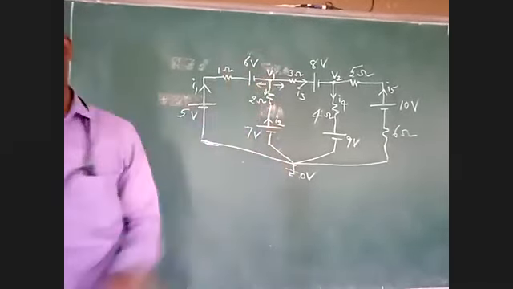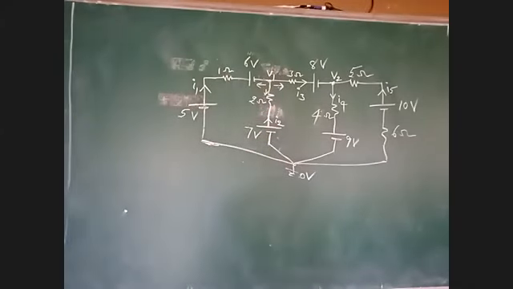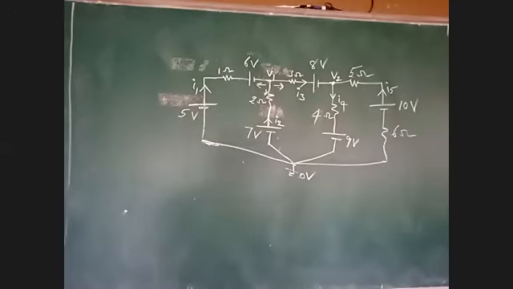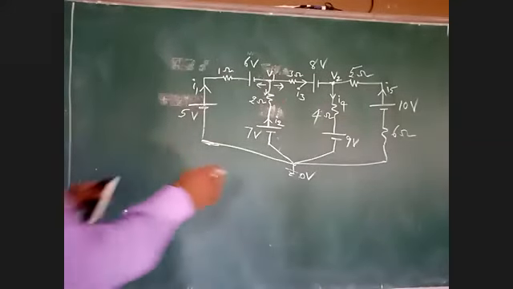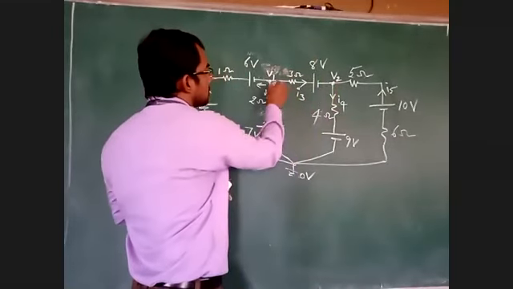Now what is this arrow? Where is it connected? What is the definition for branch? A branch is connected in between 2 node points. So this is the branch which is connected in between V1 and V2. So this arrow we have to take from V1 to V2 only.